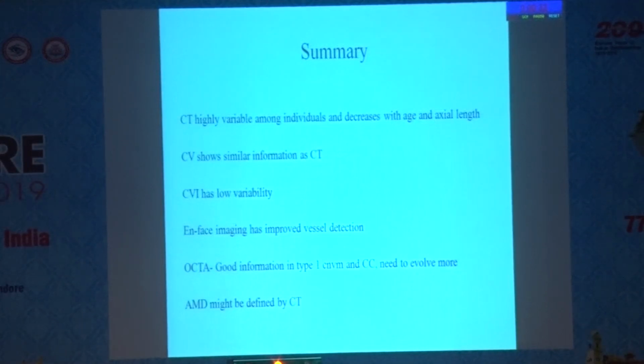To summarize, choroidal thickness is highly variable between individuals, and decreases with age and axial length. Choroidal volume shows almost similar interpretation as choroidal thickness. CVI, choroidal vascularity index, has slightly lower variability compared to CT, choroidal thickness, and fast imaging has improved vessel detection, especially in cases of PCV. OCTA gives you real good information on early CNVMs and type 1 CNVMs, and AMD might be redefined by the choroidal thickness over time. Thank you.